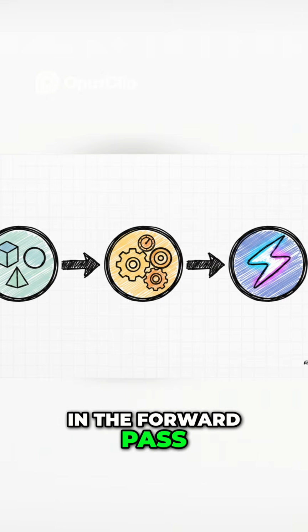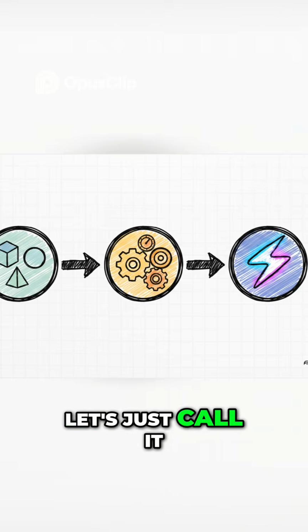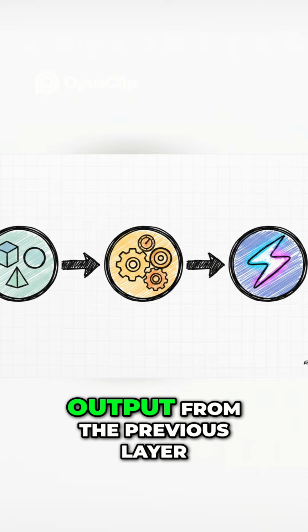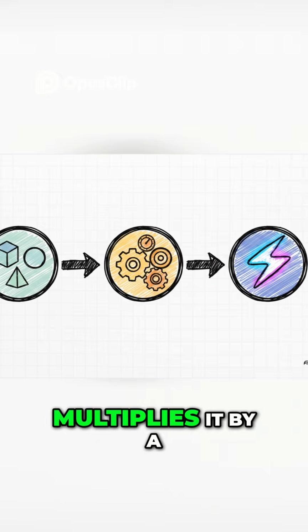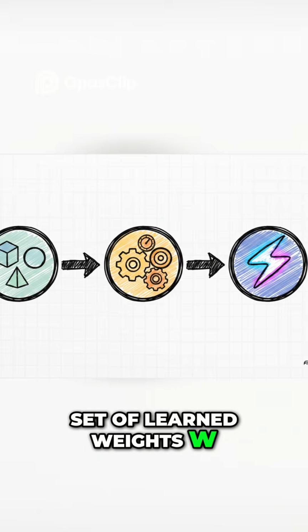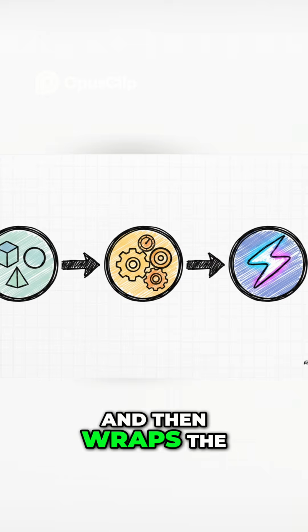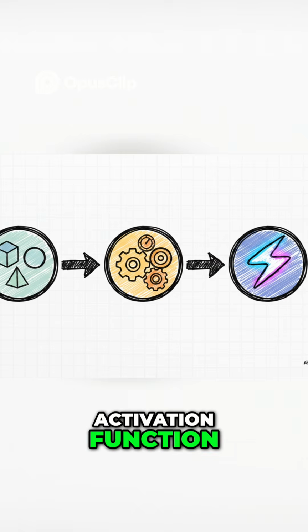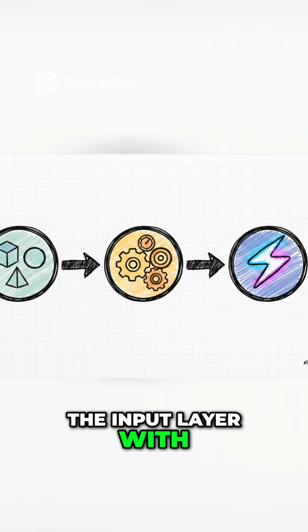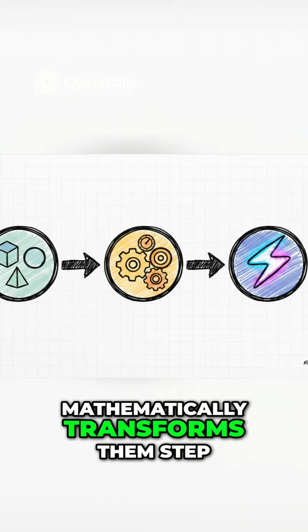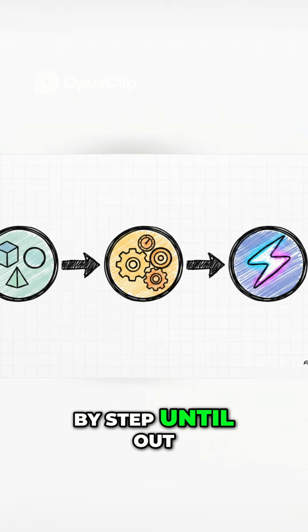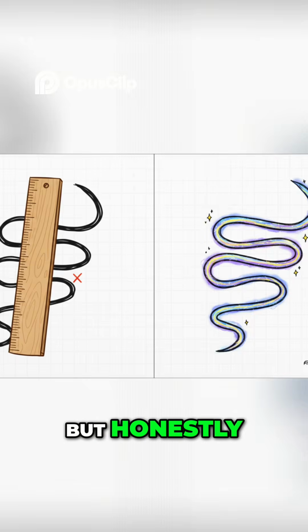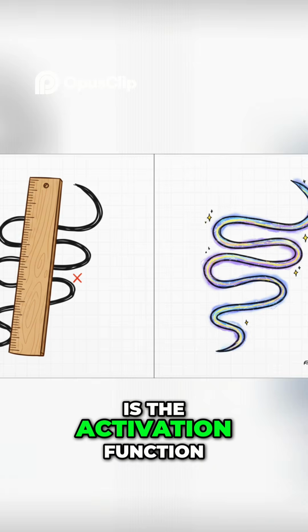In the forward pass for any given hidden layer, let's call it layer L, the network takes the output from the previous layer, multiplies it by a set of learned weights W, adds a bias B, and then wraps the whole shebang in an activation function. It starts right at the input layer with raw feature vectors and mathematically transforms them step by step until out pops your prediction. But honestly, the real MVP here is the activation function.